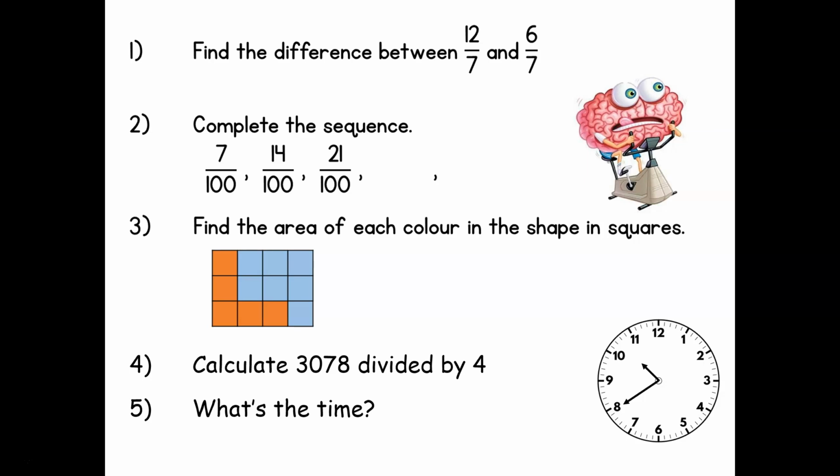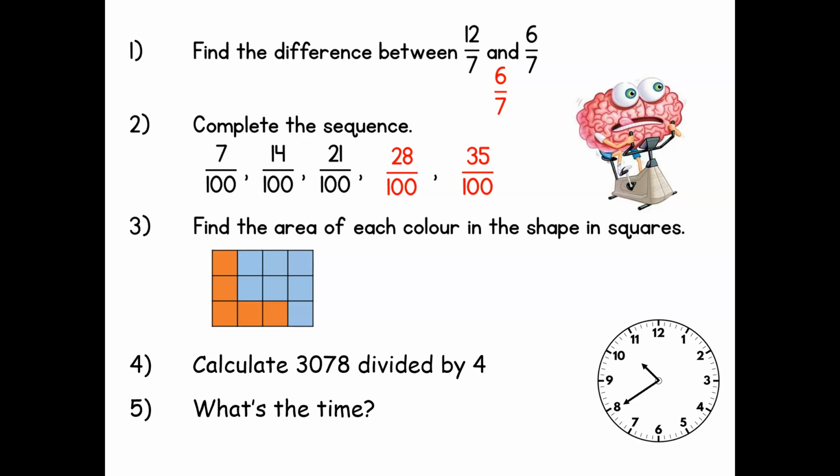Question 1 asks you to compare the two fractions to find the difference. The difference between 12/7 and 6/7 is 6/7. We can see a fraction sequence in question 2. It is in ascending order, meaning it is increasing. I notice the numerators are increasing by 7 each time. The next two fractions in the sequence are 28 hundredths and 35 hundredths.